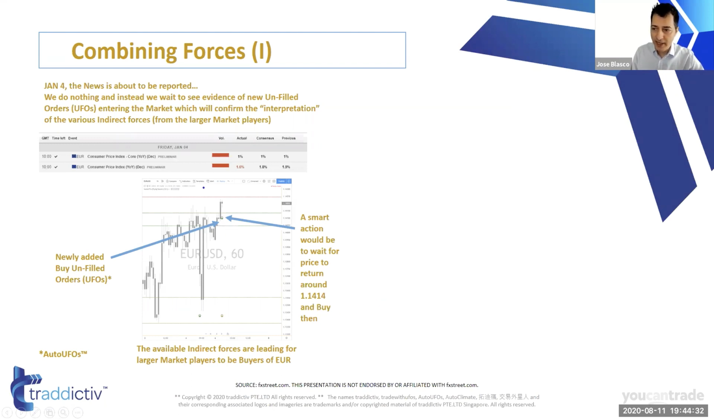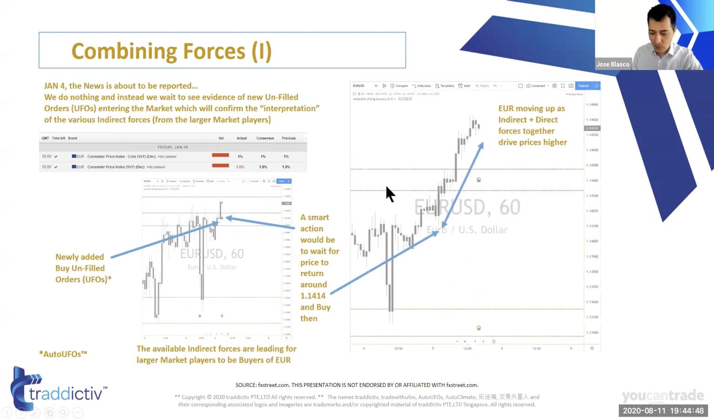You will want to wait for price to return into the UFO and now buy, expecting the market to continue going higher. Why? Because you have the on-field orders, but also the market climate is prone to that. Okay, so you have direct and indirect force working together now. So what just happened? Well, this is 114.14 more or less. Okay, it's a bit lower, 114.11 or something like that.